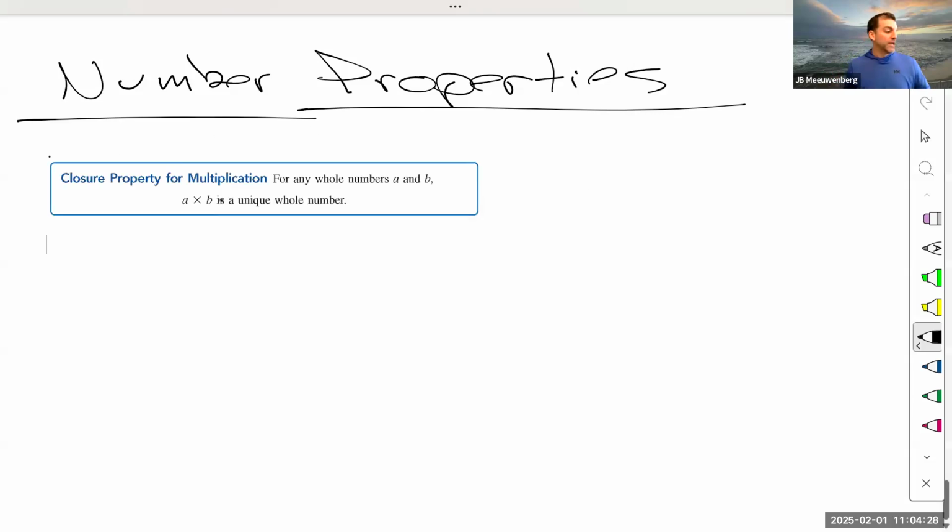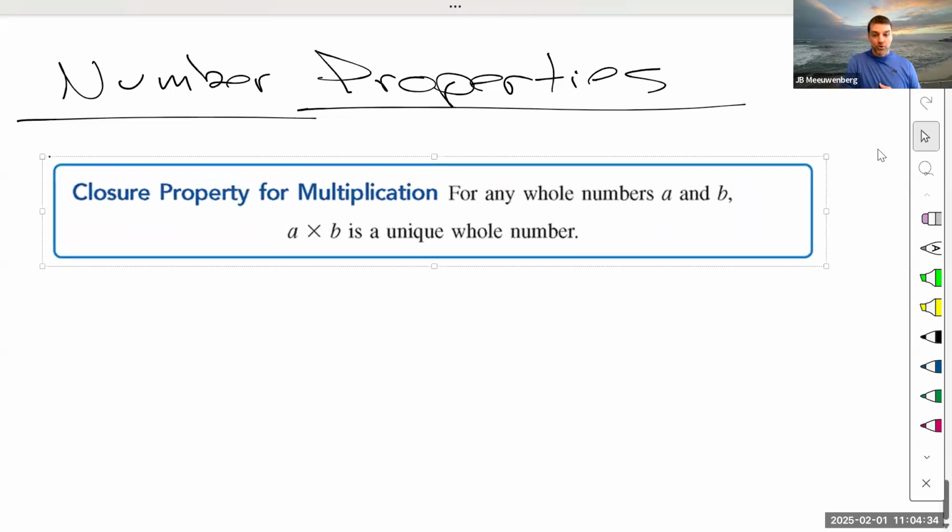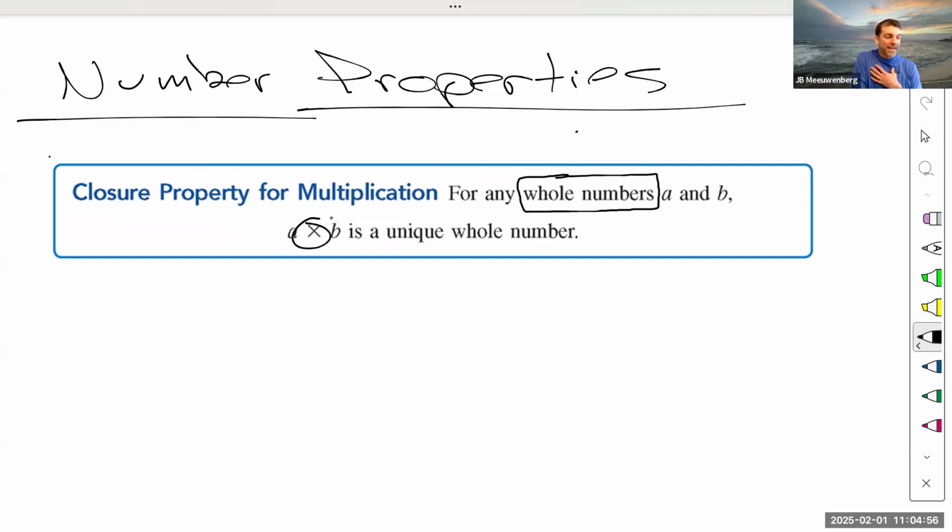So the first one is the closure property for multiplication, which states for any whole numbers A and B, A times B is a unique whole number. Again, closure means that when you're working with a specific set, meaning whole numbers, and you perform the operation of multiplication, your result, your product, is also going to be a whole number. So for multiplication, closure of whole numbers is something that is true.